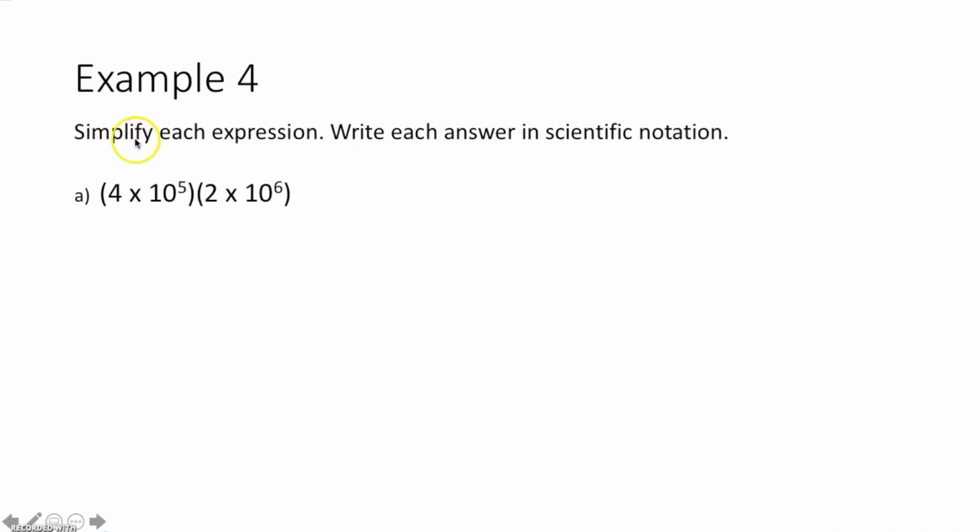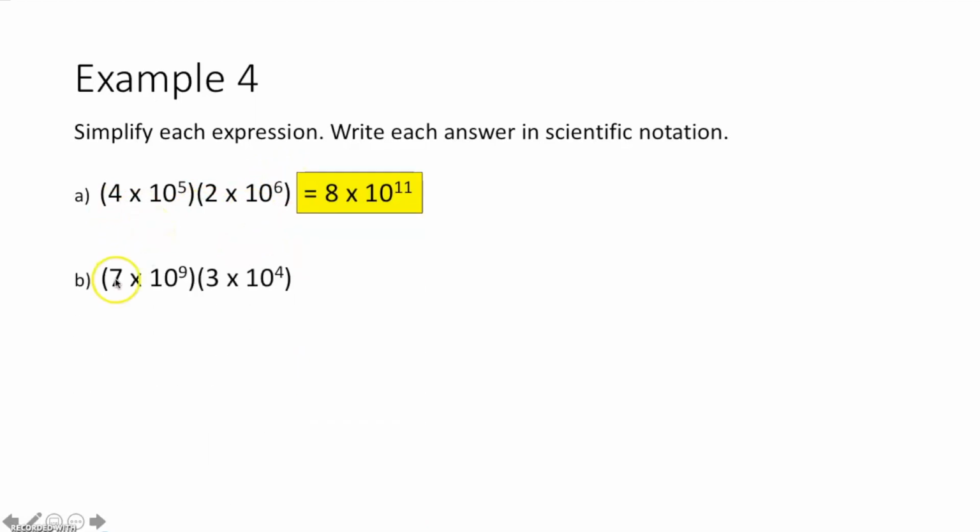So example 4, we want to simplify each expression, write each answer in scientific notation. So just like we said, when you're multiplying two numbers in scientific notation, you want to multiply the numbers out front together. So what's 4 times 2? That's going to be 8. And then we want to add the exponents of the tens. So what's 5 plus 6? That's going to be 11. So it's going to be 8 times 10 to the 11th power.